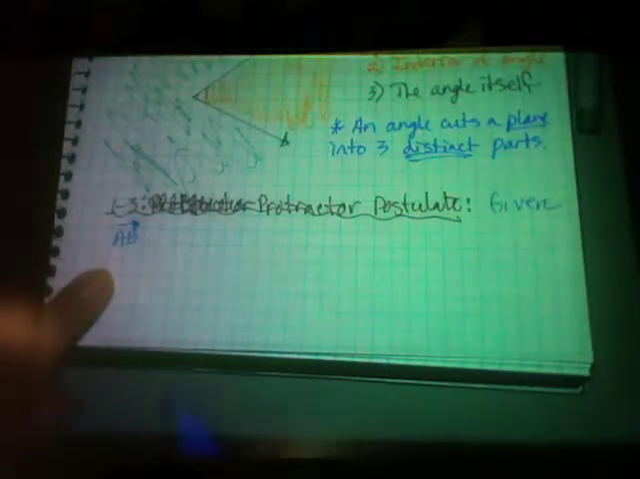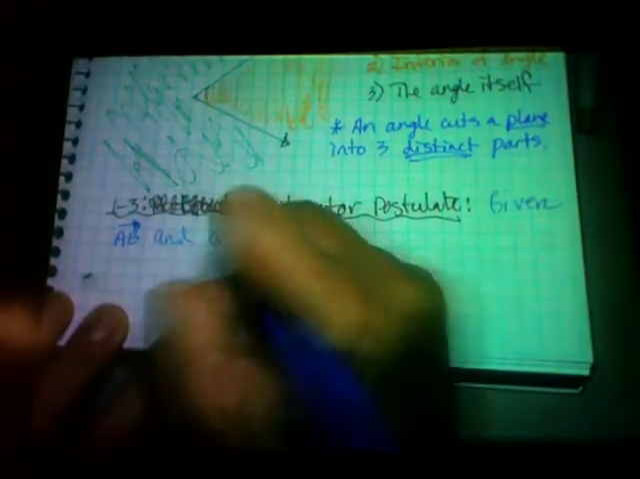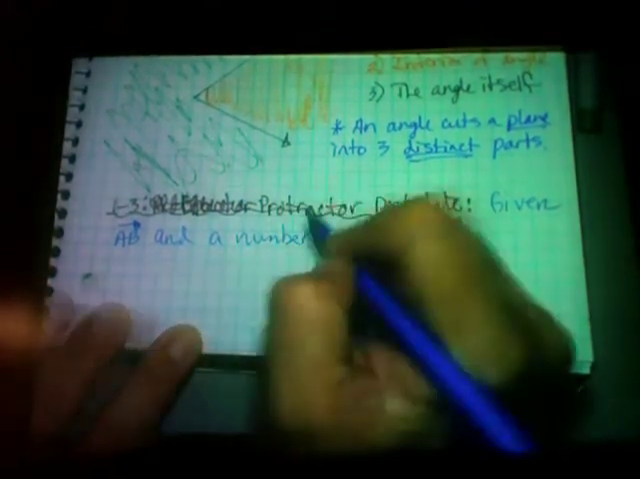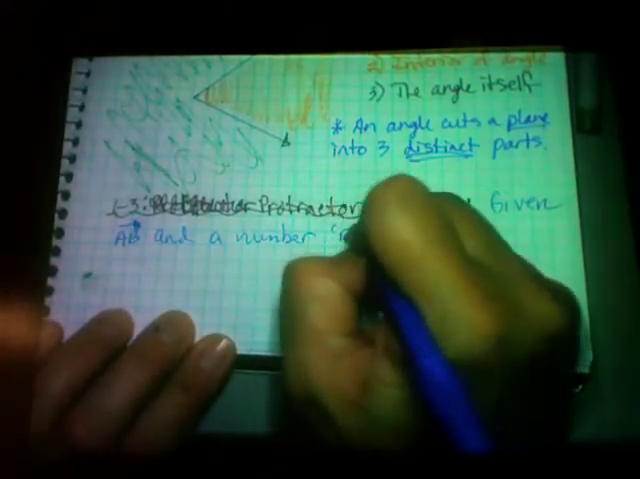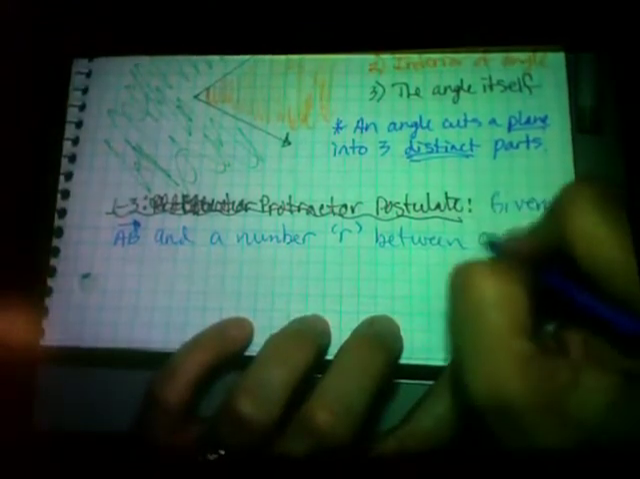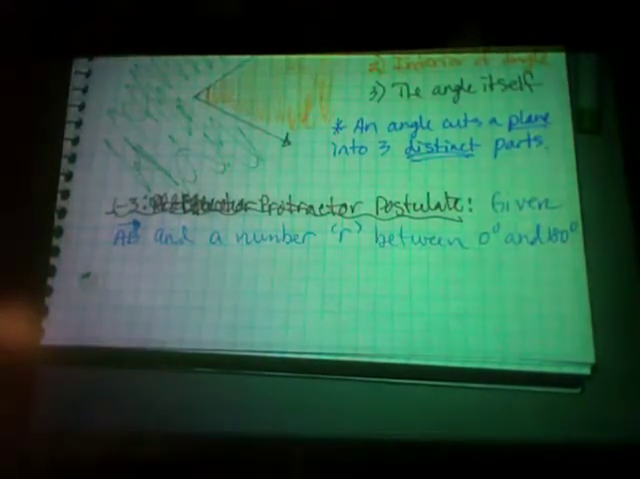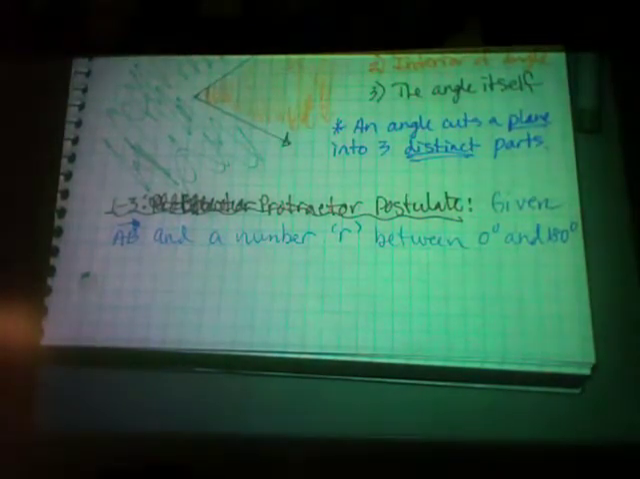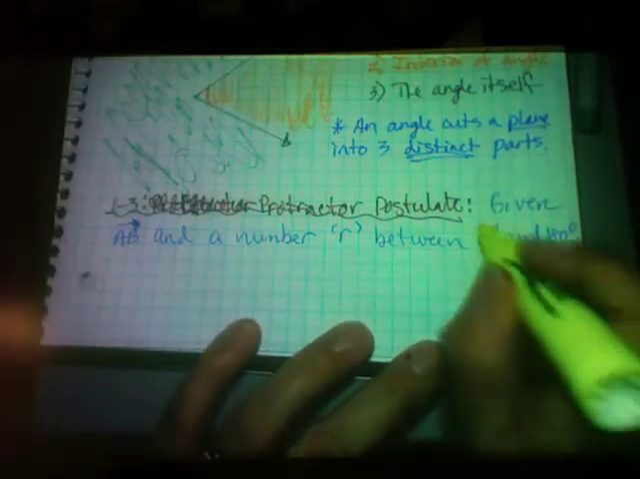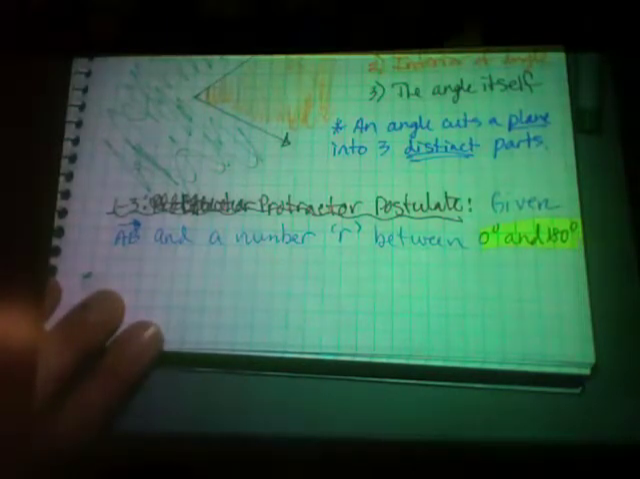Okay. So given ray AB and a number, let's just call it R, between 0 degrees and 180 degrees, isn't that what a protractor measures things at? The protractor only goes, well, the inside scale goes from 0 to 180. If you want to go past 180, you have to add on to that.